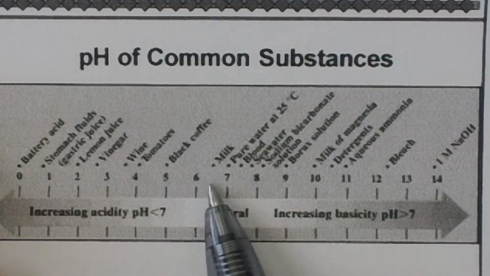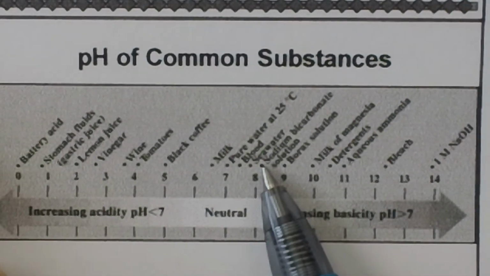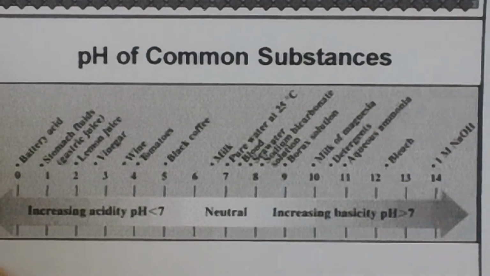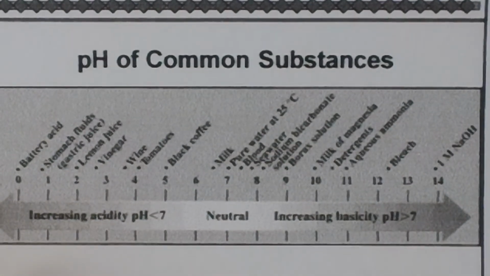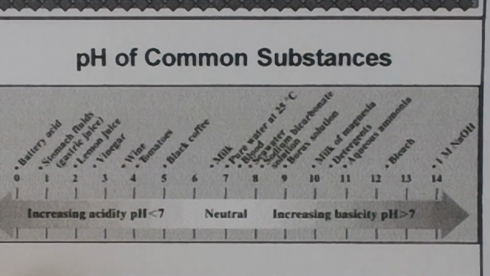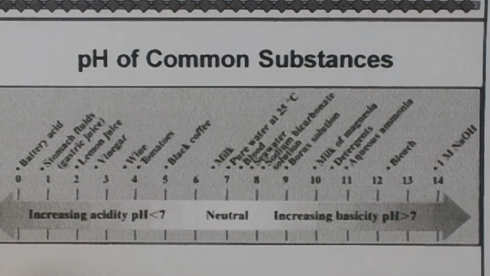Milk, lactic acid, a little acidic. Blood, slightly basic. That's why it tastes bitter. That's messed up. But that's why it would taste bitter. All right. And so you can pause that too and glance at them. Nobody's ever going to ask you whether lemon juice is more or less acidic than vinegar. But there's a peek at the scale.